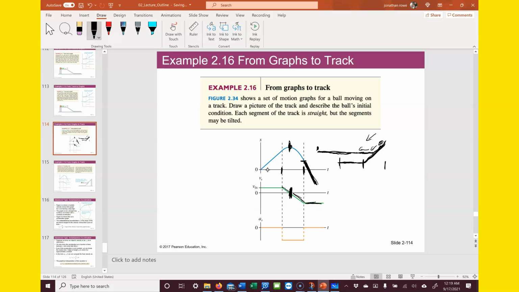And then it has a constant negative velocity, which is when it hits the switch, and it gets on this part of the track that's flat.